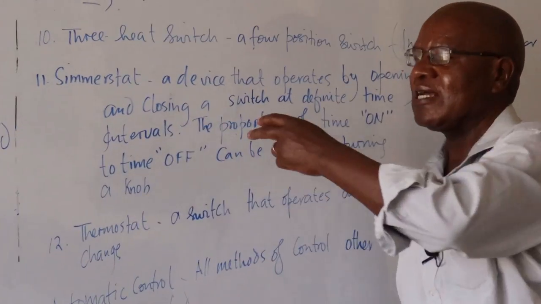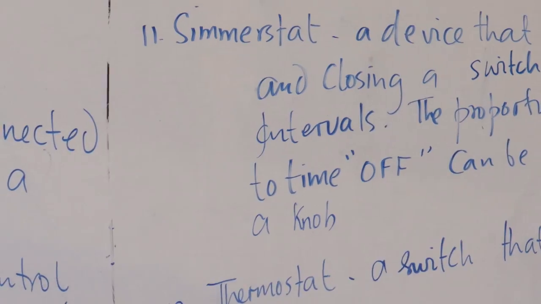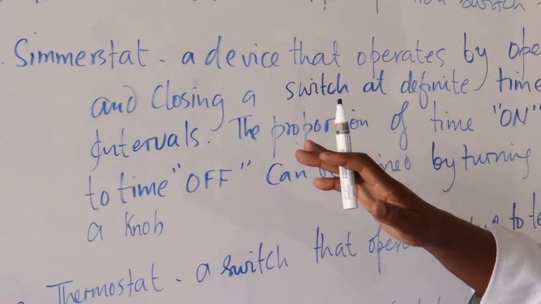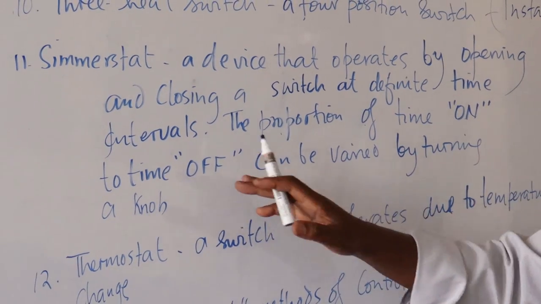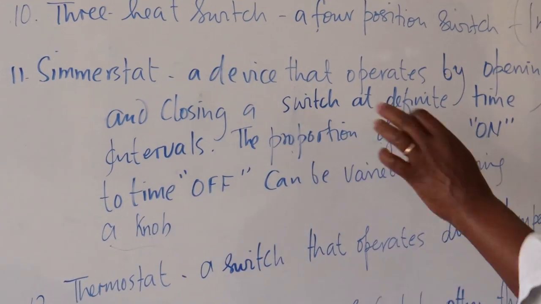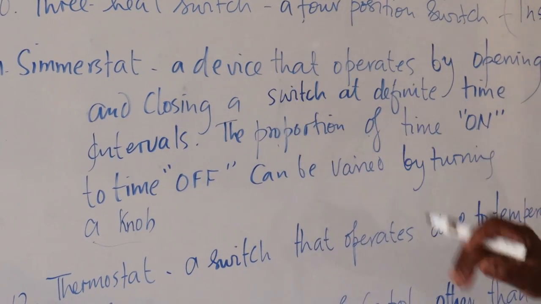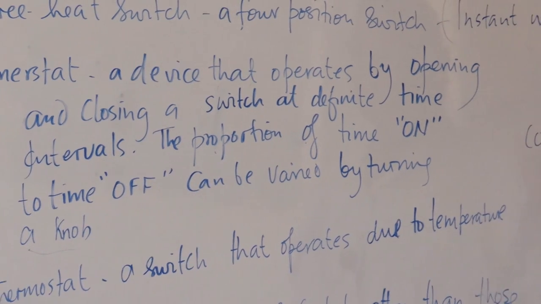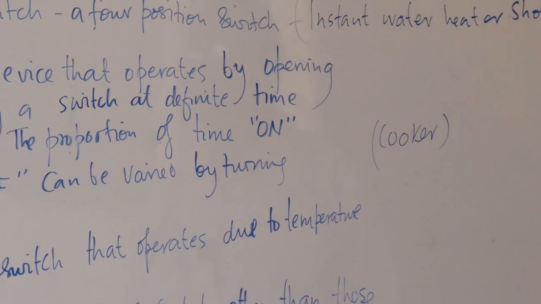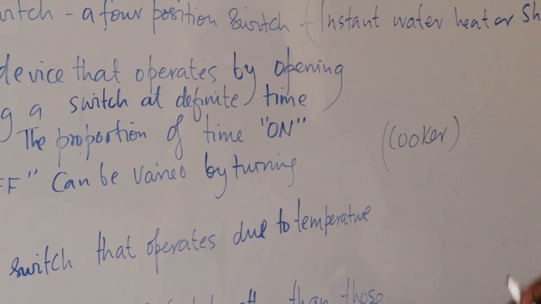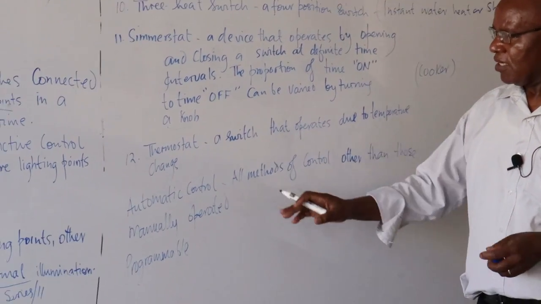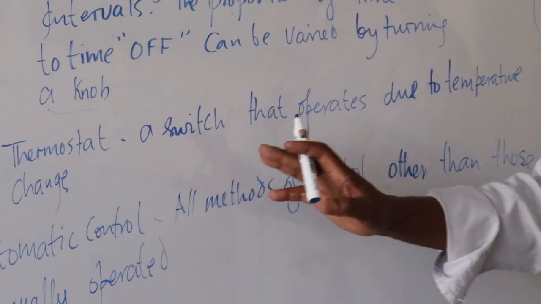Then we have got the simmer start. This one is a device that operates by opening and closing a switch at definite time intervals. The proportion of time on to time off can be varied by turning a knob. Again, this one in the domestic installation, you are bound to find it in the cooker control unit. You'll be having simmer starts doing the cooking. And then we have got the thermostat, a switch that operates due to temperature change.